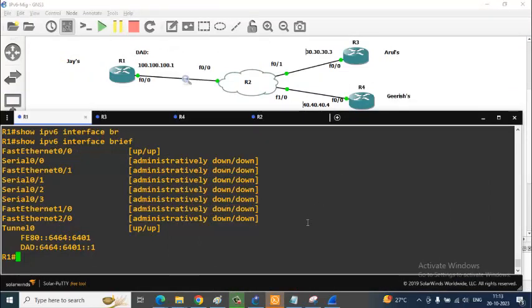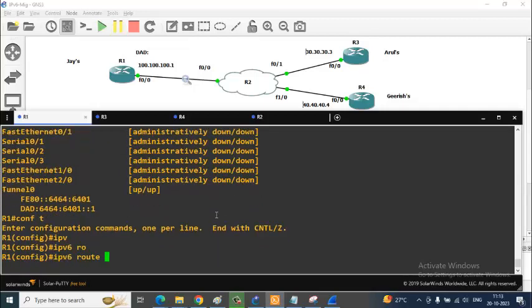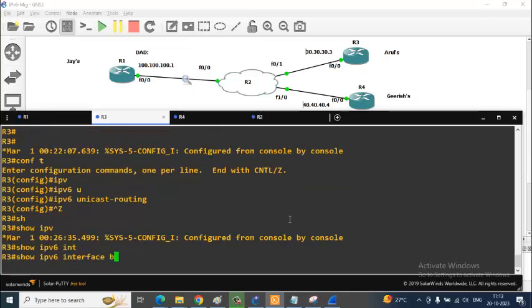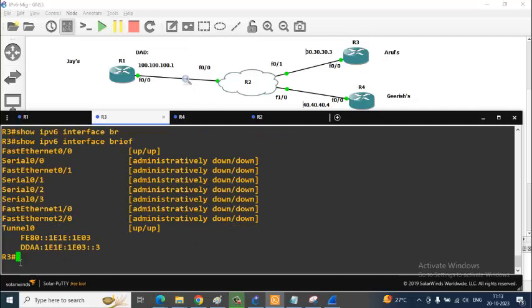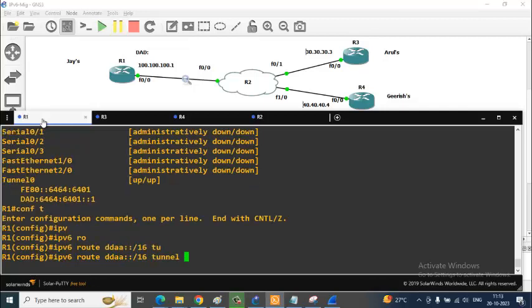We have not written a static route for Girish and Arul's network. I need to say IPv6 route. Arul's network begins with what? Show IPv6 interface brief. AADD. DDAA. Oh, DDAA. I need to tell it, if DDAA::/16 matches, if the 16 bits match, use tunnel 0.